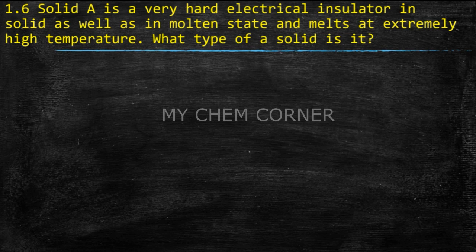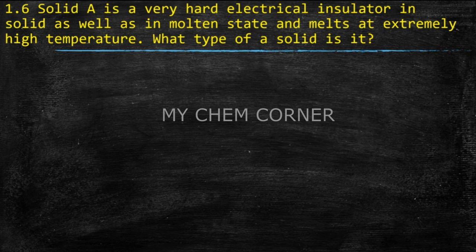So here the question clearly gives you properties of a particular type of solid. We need to identify from that the nature of the solid we have. The properties say it is very hard. We all know solids are hard in nature, with a few exceptions where solids are soft. The next property says electrical insulator. What's the meaning of an electrical insulator? It means it is not going to conduct electricity at all.